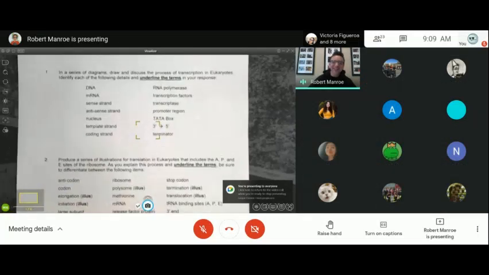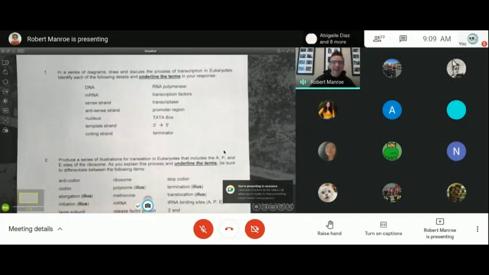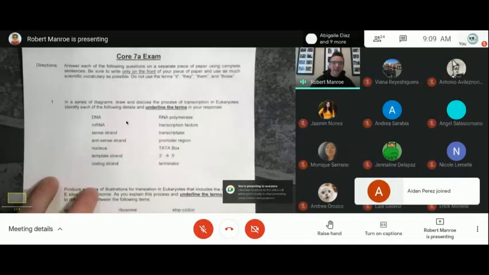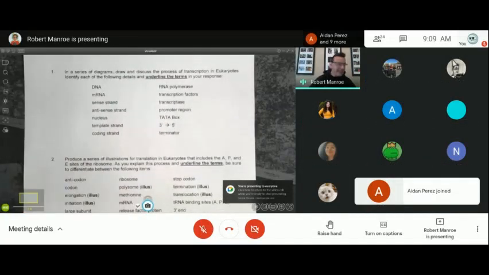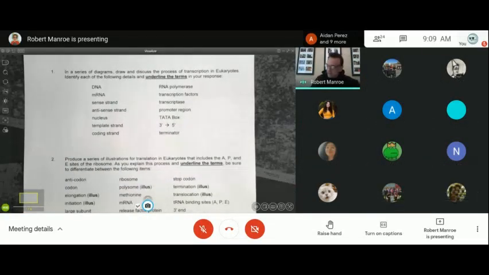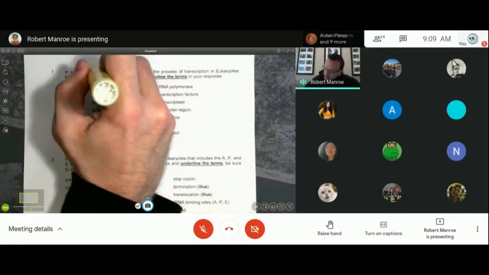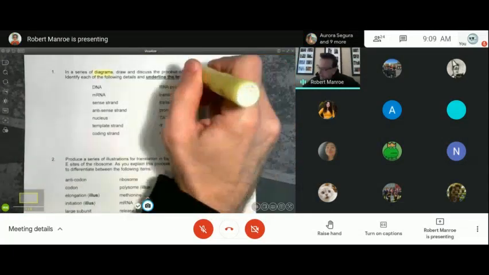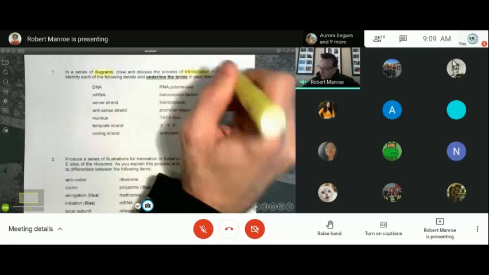Don't just give me my own notes back. Okay. Then let's see. So this is 7A. Cool. So it says in a series of diagrams, I need my highlighter. In a series of diagrams, give us the process of transcription.